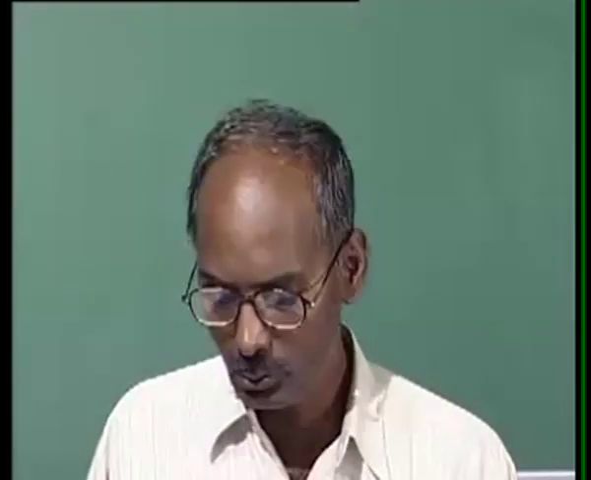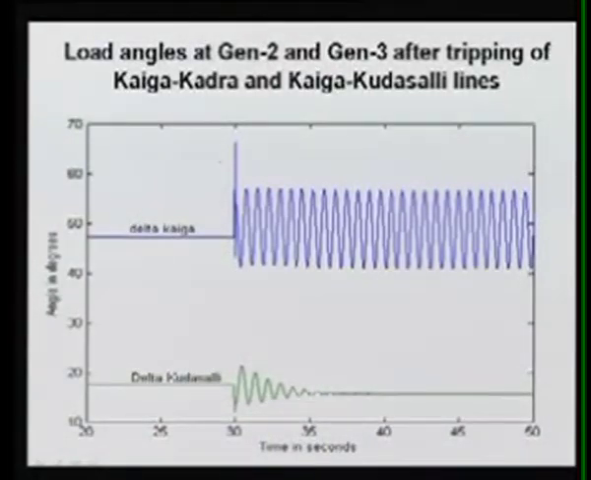First we verified with the collected data, and then we try to tune the power system stabilizer. You can see here, this is the case of the load angle delta at KEGA and at Kudasali, which we simulated. If the two lines, the KEGA Kadra line as well as the KEGA Kudasali line, are out, then we tripped the line and we found this oscillation, and that oscillation conforms with the actual measurement.